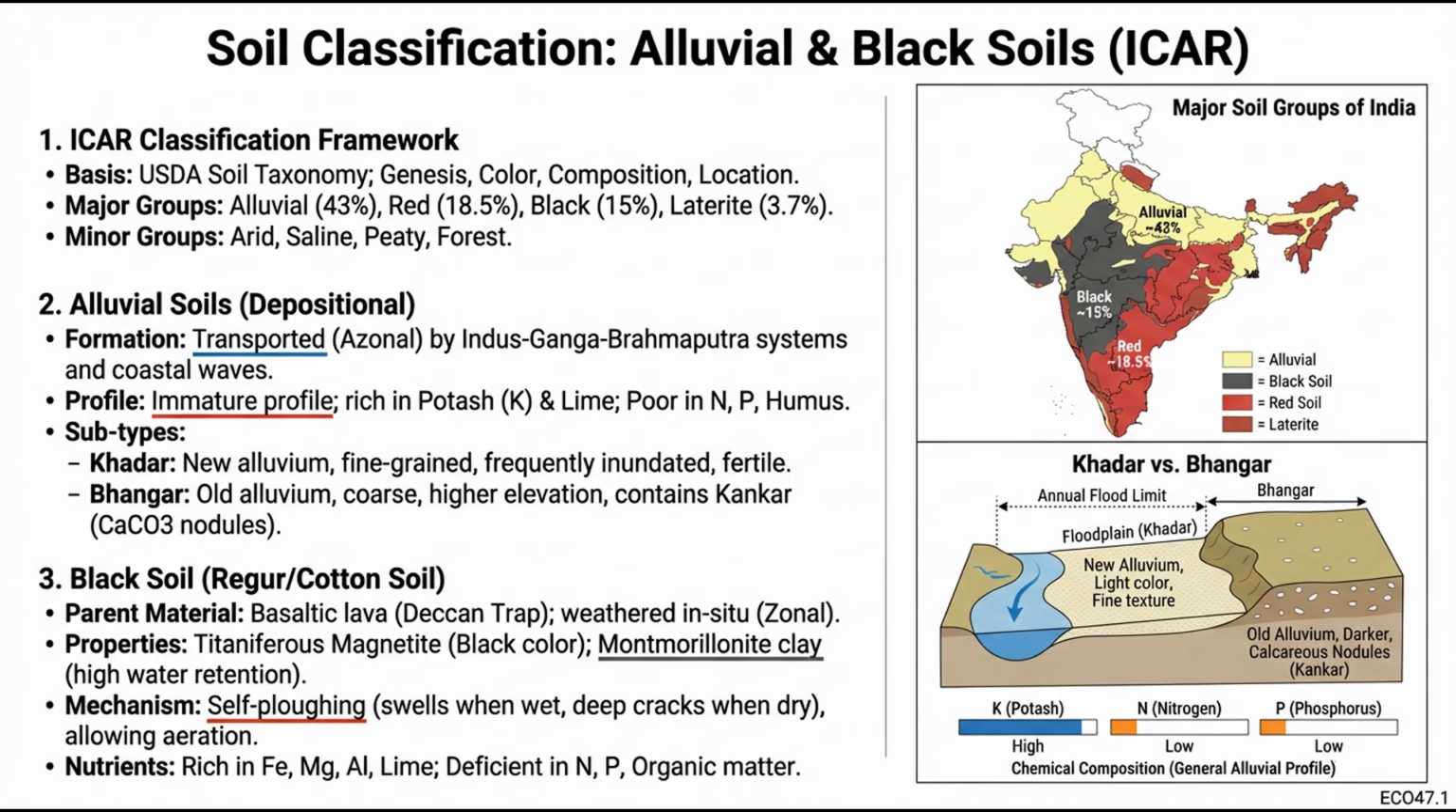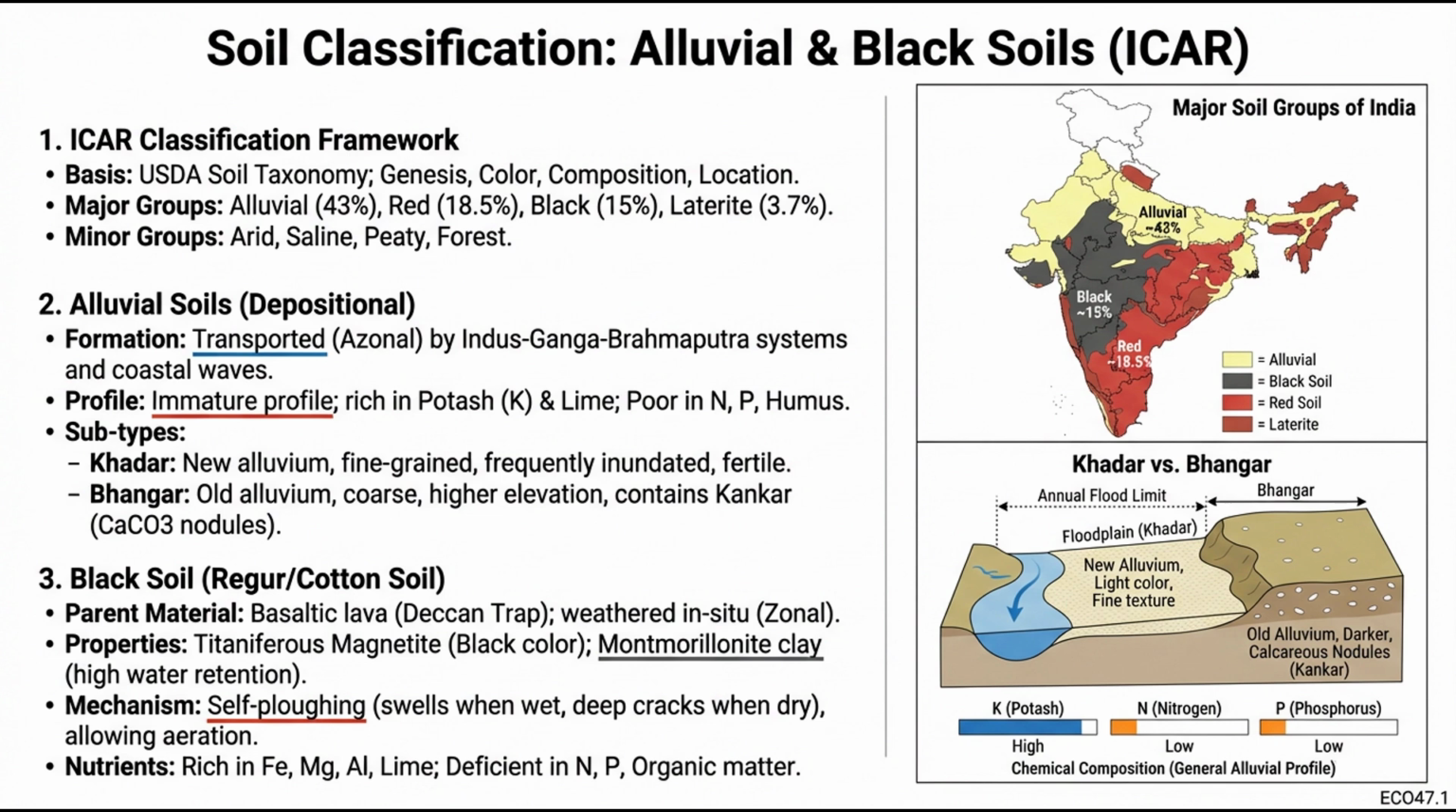A crucial question arises here. सवाल ये है, is the soil found in a region born from the rocks beneath it, or was it brought there by a river? This distinction leads us to the two most dominant groups shown in the map, alluvial soils and black soils. Let us first analyze alluvial soil, which covers the vast majority of the Indo-Gangetic plains.